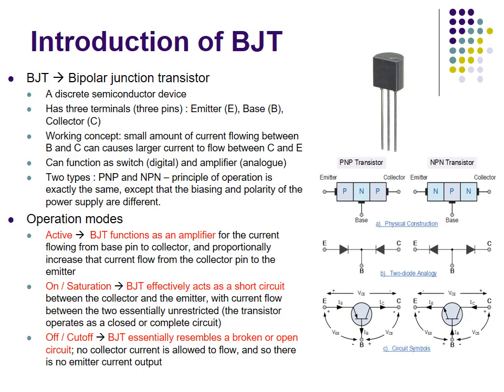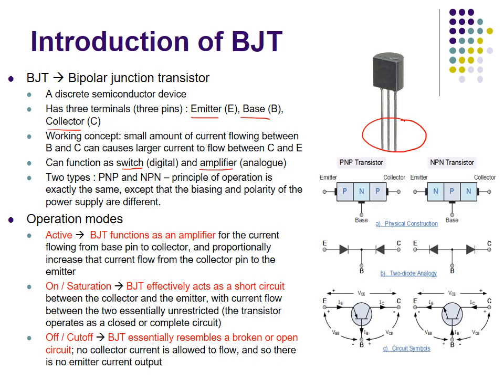First, let's have some introduction on the bipolar junction transistor or BJT. BJT is a discrete semiconductor device that has three terminals, or physically, three pins that can be connected to an external circuit. The three pins are known as emitter, base, and collector. The BJT operates based on the concept that when a small amount of current flows between base and collector, a larger current is generated and flows between collector and emitter. BJT can function as a switch in digital circuits and as an amplifier in analog circuits.